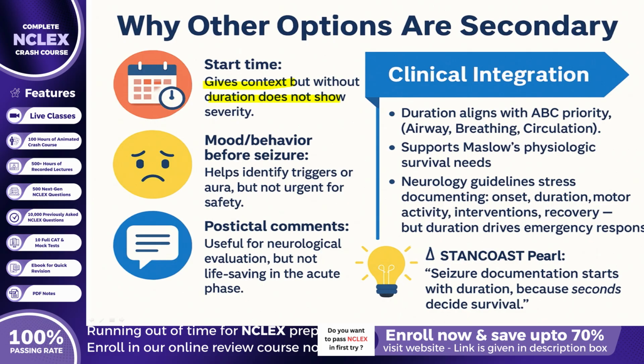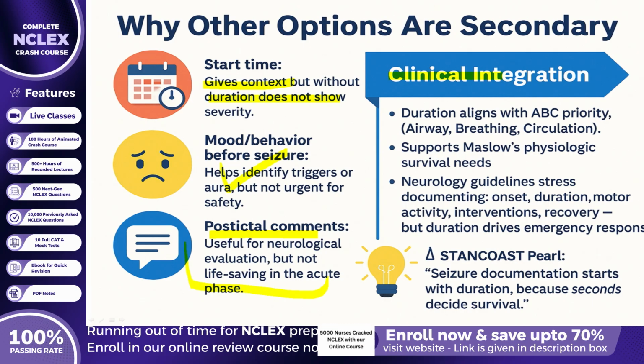Option C, describing the client's mood and behavior before the event, may help identify prodromal auras or potential seizure triggers, which can guide long-term management. But this data does not affect immediate safety. Option D, noting the client's verbal comments after the seizure, is useful for postictal assessment and neurological evaluation, yet it remains secondary to knowing whether the seizure posed an acute risk to survival.